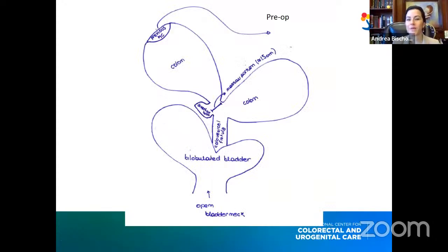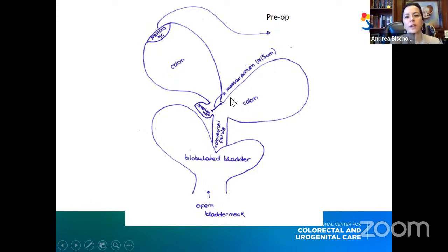So here is my diagram, and I'm not so good in making drawings, but hopefully you can understand. The bladder neck was open. It was a bilobulated bladder. This was the colovesical fistula. Patient had a very abnormal diverticulum that almost looked like mucosa only. And then the colon was also bilobulated, very floppy, like a pouch colon.